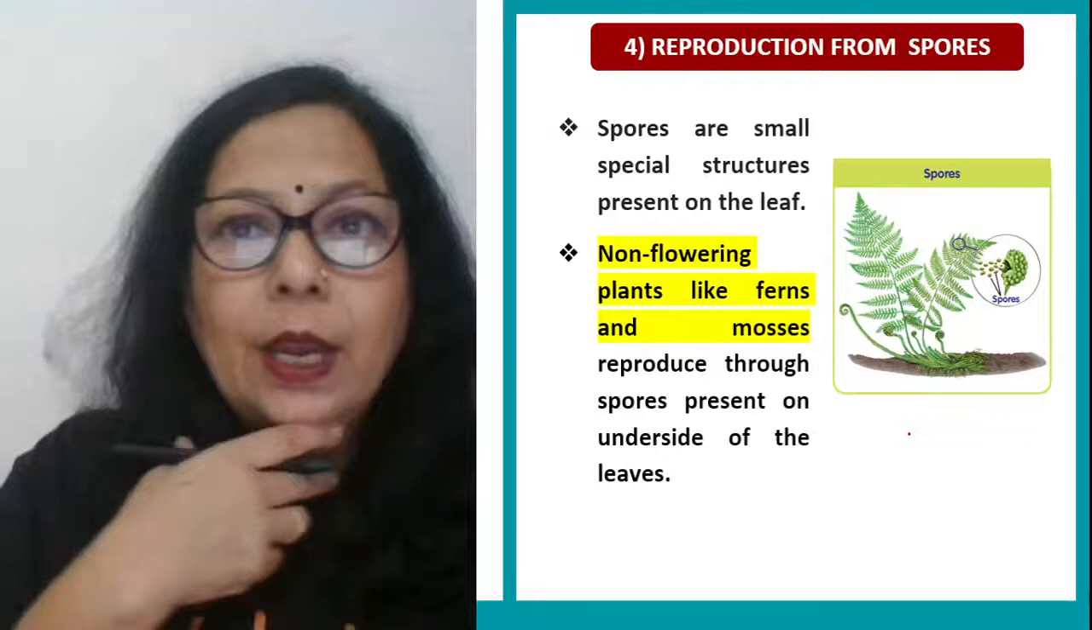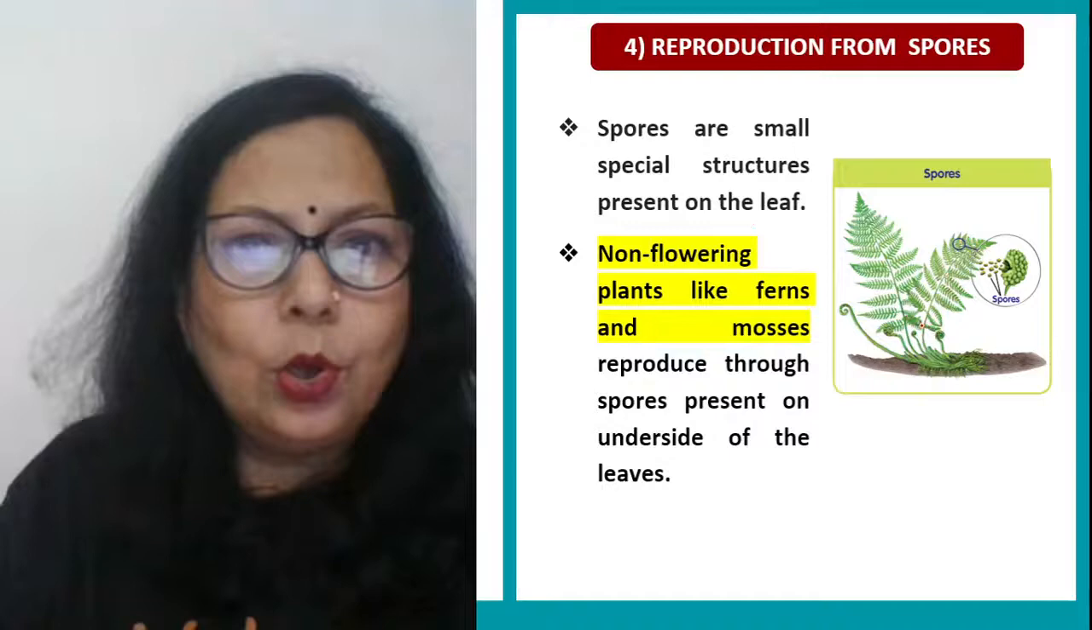And ferns. These have small dot-like structures, spores. So non-flowering plants like ferns and mosses reproduce through spores.